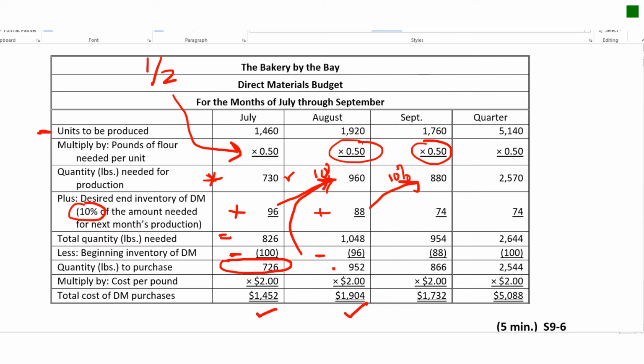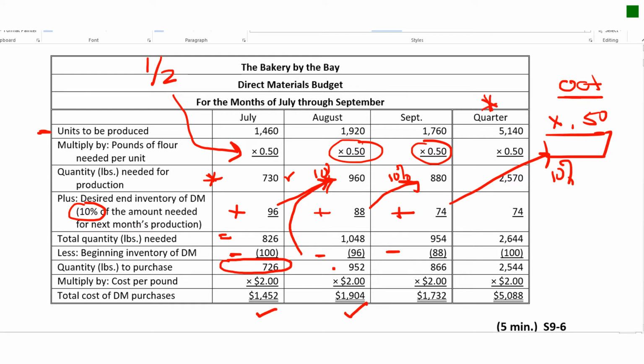Now then when you go to September, of course, they would have needed to have given you October's production, which they did. So if you go back to the previous slide, they've got that. You'll need to take that times 0.5, and then whatever you get there, you're going to multiply that by 10%, and that's where they're going to get that 74. But it's the same flow, it's the same formula. You should be able to get September's, and then of course you should be able to summarize it for the quarter. This is your direct materials budget.